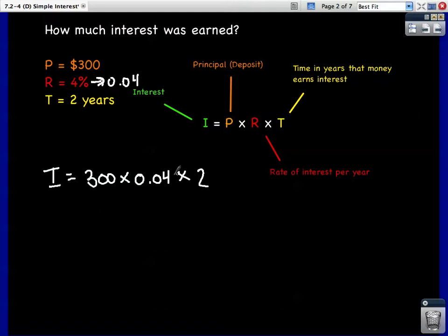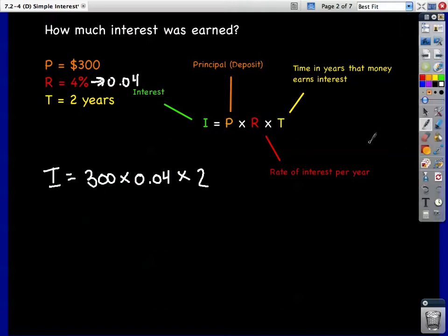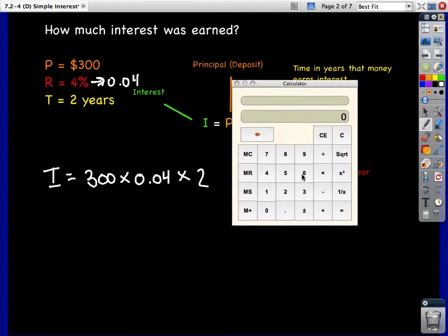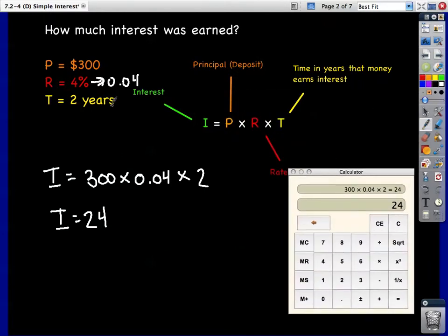Okay, so 2 times 300, 600. 600 times 0.04 would probably be, let's see, let me double check my mental math here real quick. So 300 times 0.04 times 2 is going to be $24. So you will have earned $24 in interest over the course of 2 years.